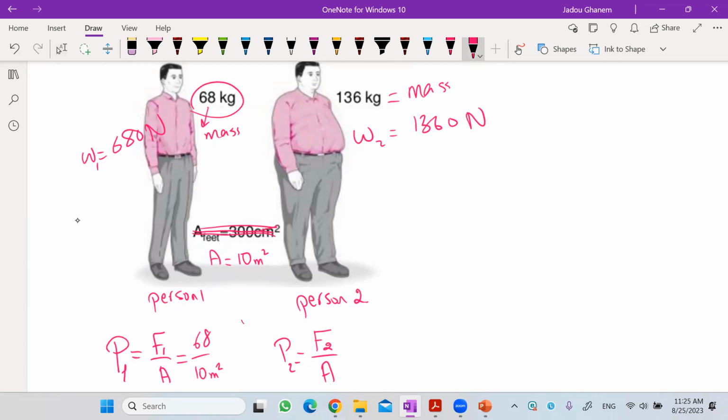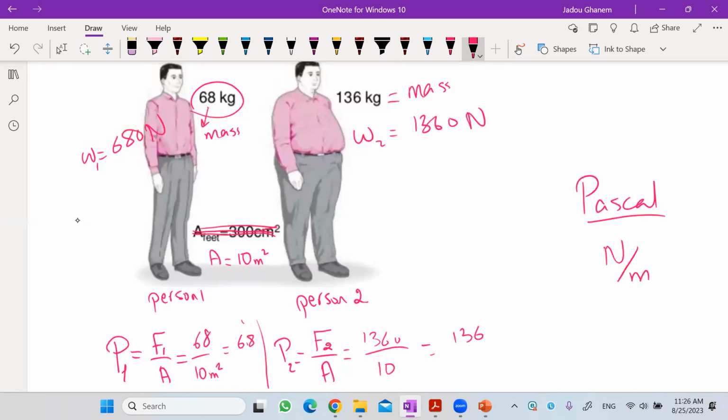So the first one is correct. The second one? The force is 136, over 10 meters squared. Okay, that's great. So the values here will be 6.8, and here it will be 136. Okay, for the unit of pressure, we have 2 units. Either we can name it Pascal, it's the first unit, and the second unit we can just use is Newton per meter square. Both are correct units.